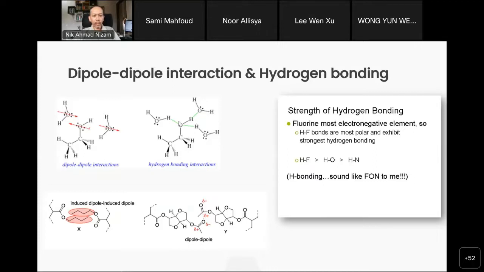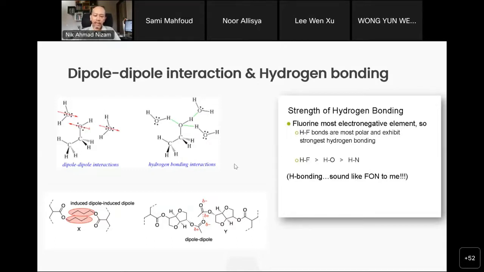Okay, the polarity is very high, OH here. So the H will only attract with the oxygen, and the oxygen attracts with the H that is attached to oxygen. Okay. So in terms of the strength of hydrogen bonding, fluorine F is the most electronegative element. So HF bonds are most polar and exhibit the strongest hydrogen bonding. Let me see, HF is more than HO is more than HN.